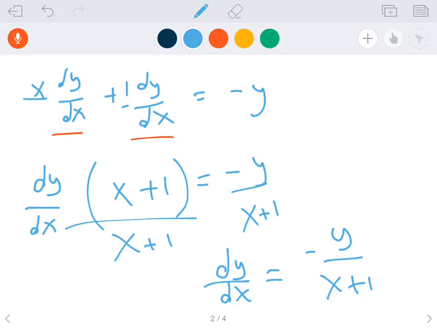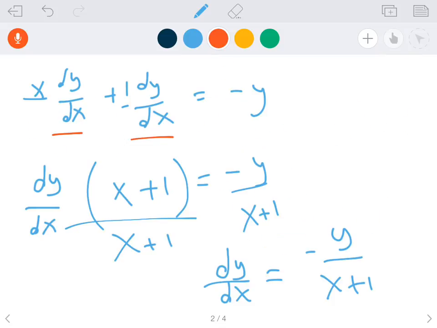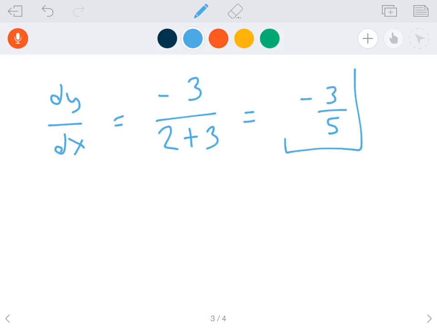Now I said that was my final answer. I lied to you. If you go back and look at the question, it said find dy dx at this point. That means I've got an x and a y value to plug into my answer. If it had just said find dy dx, I could stop here, but I need to plug in those numbers. So dy dx is equal to negative y over x plus 1, plugging in those coordinates, and that gives me negative 3 over 5. Now I'm done. It's always worth rereading the question.